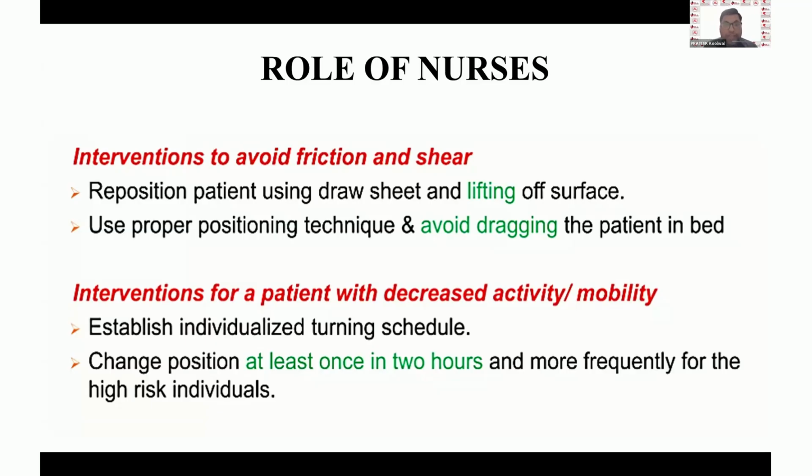Interventions for patient with decreasing activity and mobility. Establish individual turning schedules. Change position at least once in 2 hours, as you have in the ICU, having a plan of 2-hour positioning for the high risk individuals and patients.